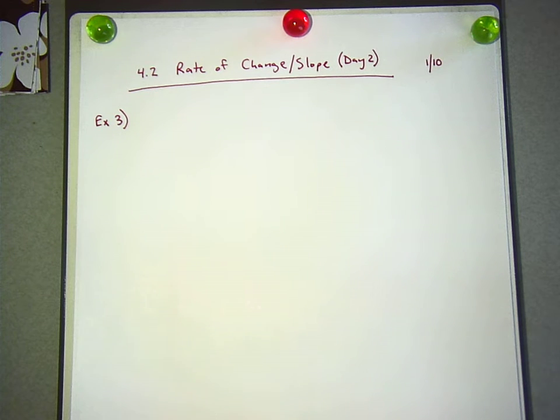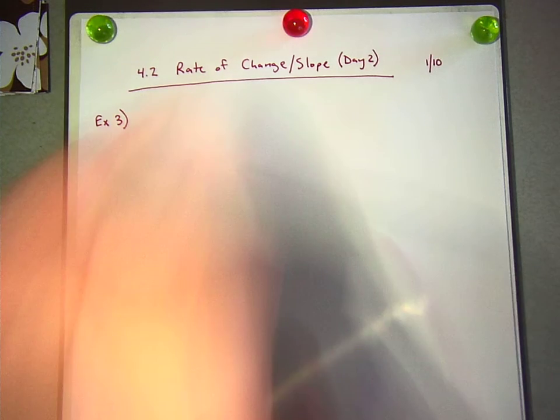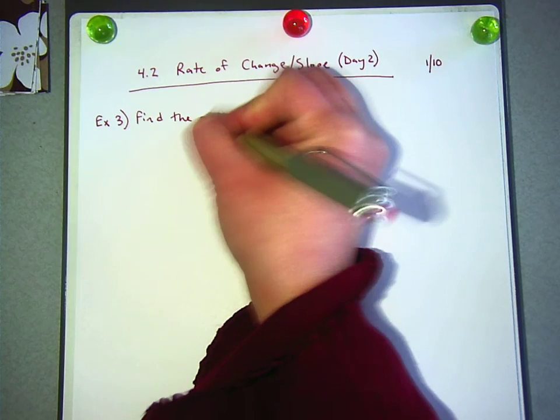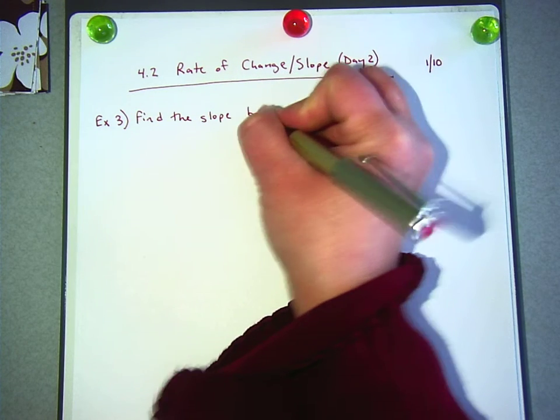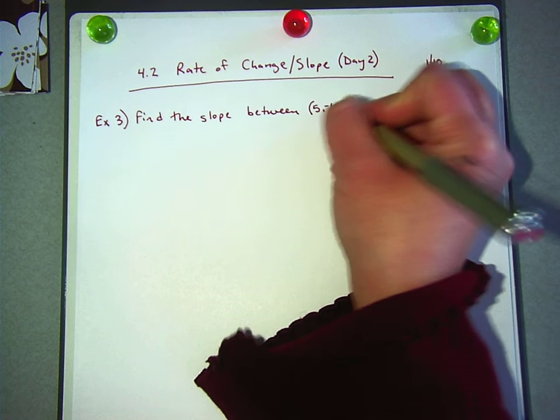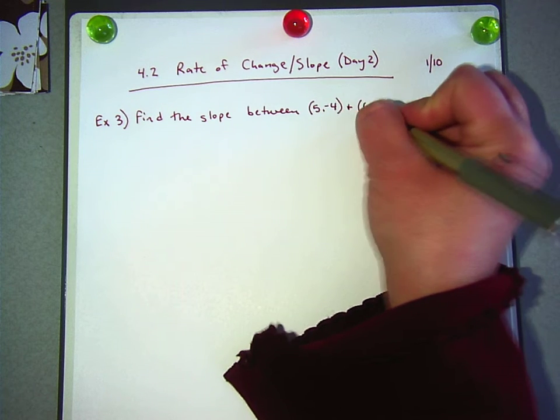Okay. So let's try this one. I want you to find the slope between (5, -4) and (0, 1).